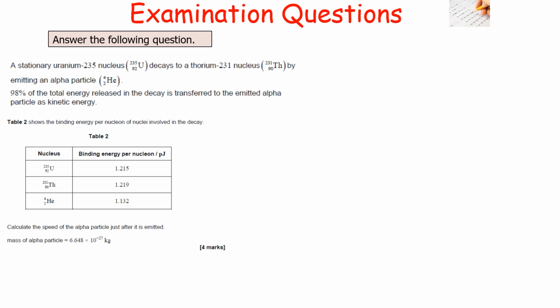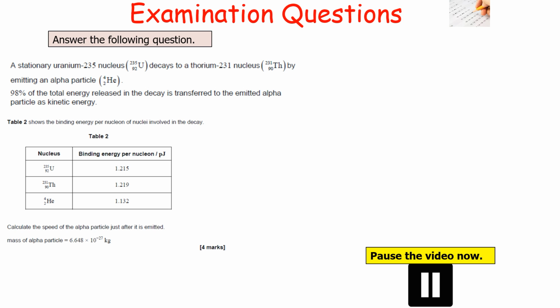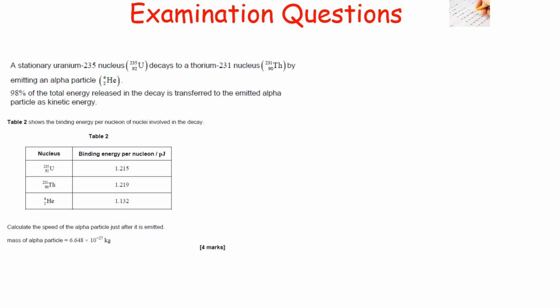Now, the next question says, a stationary uranium-235 nucleus decays to a thorium-231 nucleus by emitting this alpha particle. Table 2 shows the binding energy per nucleon of the nuclei involved in the decay. Calculate the speed of the alpha particle just after it is emitted, where you're given the mass of the alpha particle in the question. So pause the video now, then unpause the video when you want to go through your answer. Well, how do you answer this particular question?